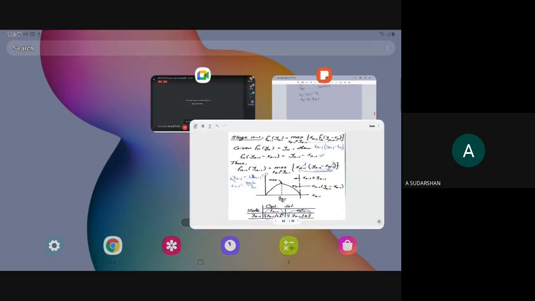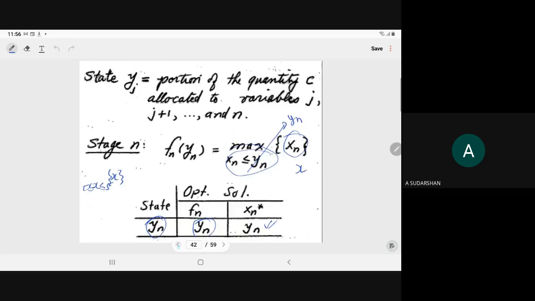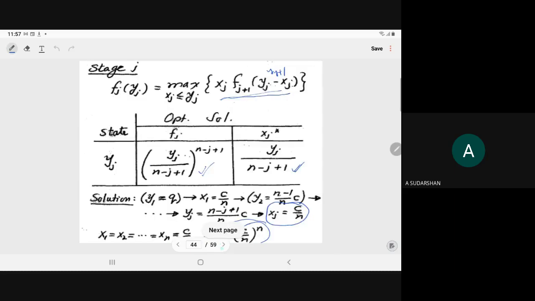Any other doubt? So in this question, instead of n variables, we can give 3 variables. Means we can give: maximize y1 into y2 into y3 subject to x1 plus x2 plus x3 equal to 3, or 6, or 4, any number we can give. So what is the optimal value of the xi? Any other doubt? So this is the optimal formula.